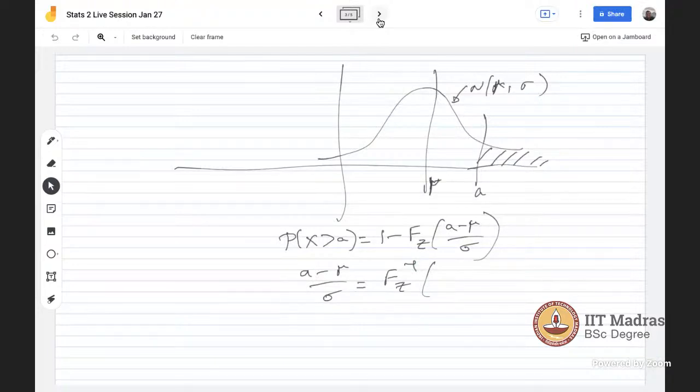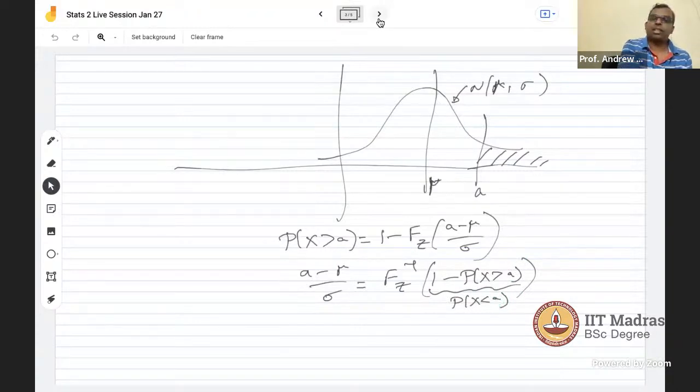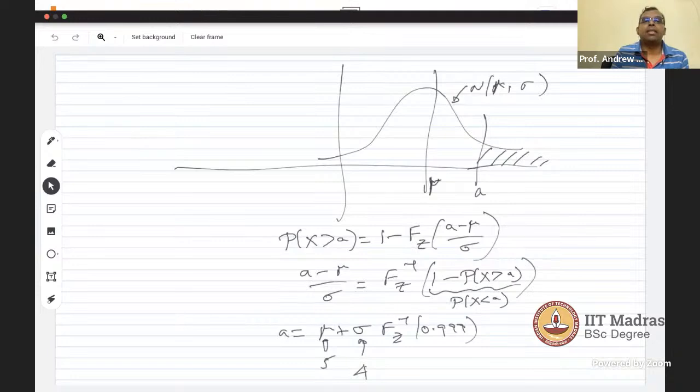So 0.999? Yeah, so it's 1 minus the probability that X is greater than A, right? Or if you want, you can write probability that X is less than A. So this is F_Z inverse, and after this, the solution is easy. Do you agree? It's just mu plus sigma times that. But what goes inside the F_Z inverse is what's critical. So let's go back and see if people got an answer. The answer here must be mu plus sigma F_Z inverse of 0.999, because that's 1 minus this. I think mu is 5 and sigma is 4, so 5 plus 4 F_Z inverse of 0.999 is the answer.